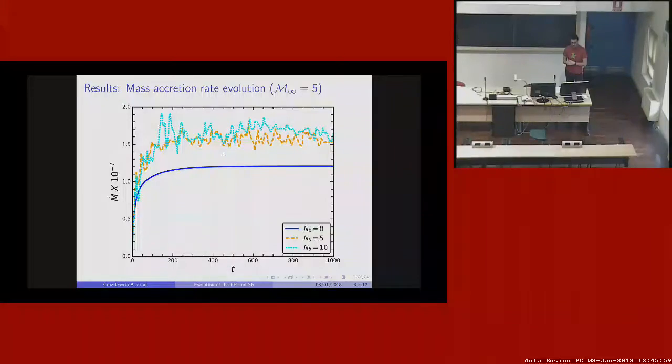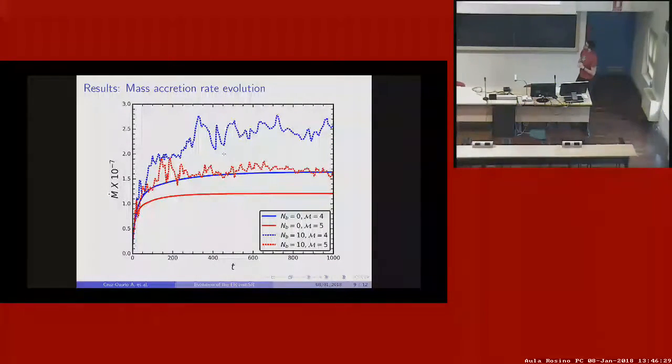Moreover, I want to point out that just adding 5 bodies, the accretion rate increases by 45% with respect to the standard Bondi-Hoyle-Littleton accretion. And doubling the number of obstacles doesn't change the mass accretion rate a lot.